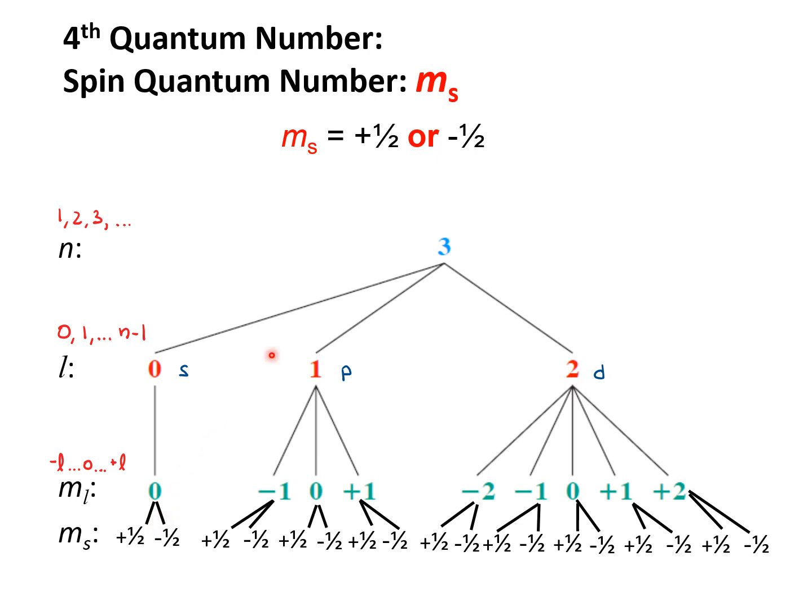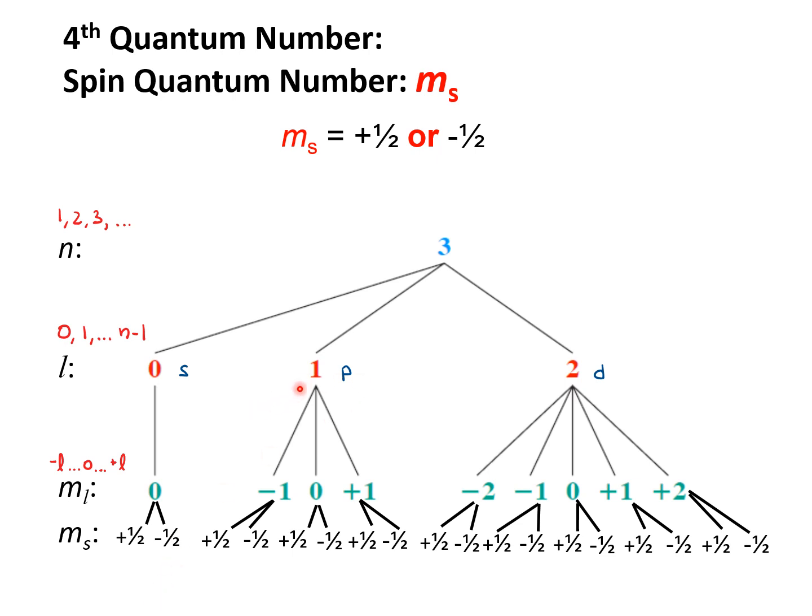And so this would represent a 3s atomic orbital, and in each orbital we can place a maximum of 2 electrons. The first electron would have a spin quantum number of plus a half, and then the second electron would have a spin quantum number of minus a half.